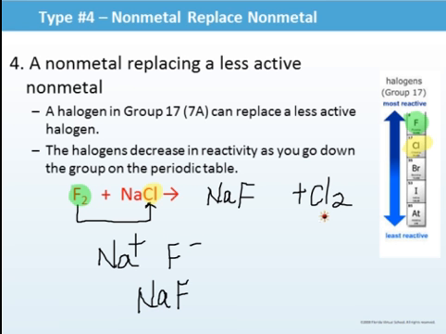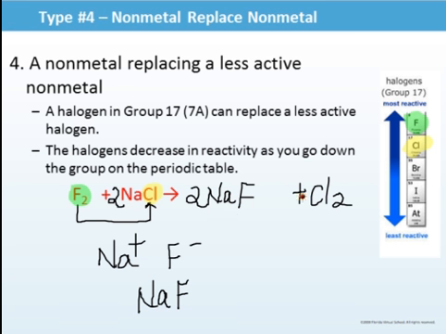Last step, we need to balance. We see 2 chlorines on the right. We need to have 2 chlorines on the left. And then we have 2 sodiums now. We need to have 2 sodiums here. And now that we have 2 sodiums here, we now have 2 fluorines. But that's okay, because we have 2 fluorines here. So our final balanced equation is F2 plus 2 sodium chlorides forms 2 sodium fluorides plus chlorine gas.